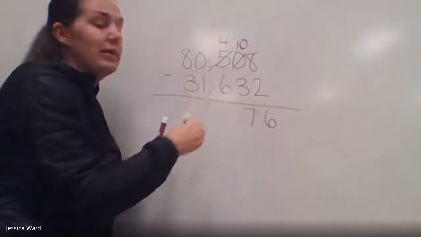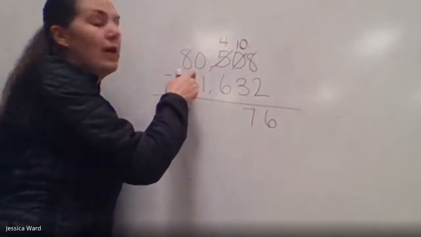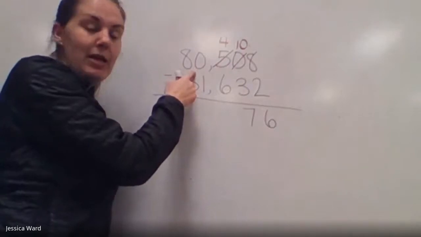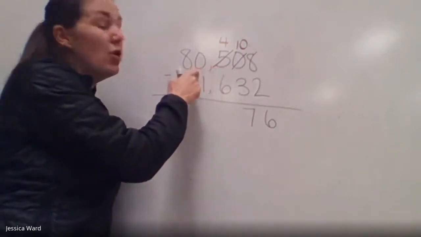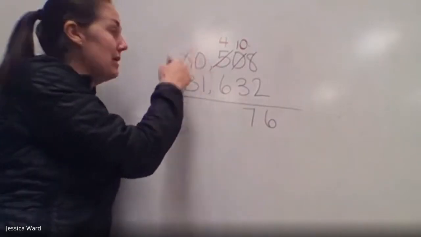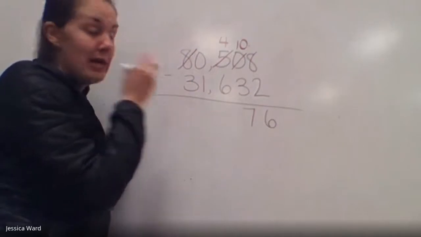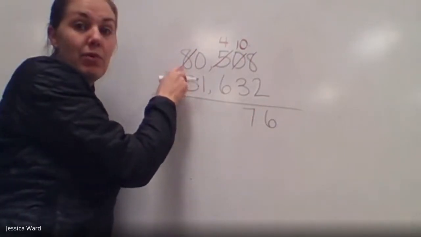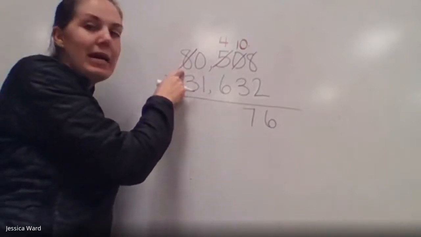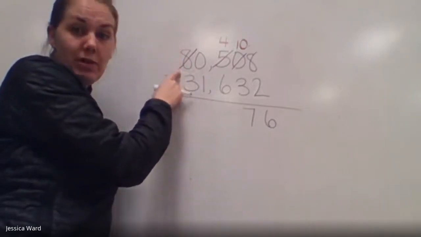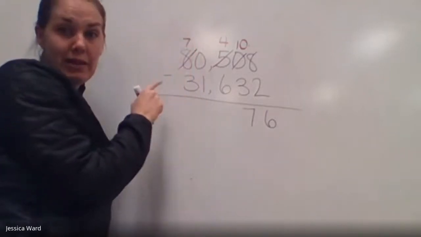4 take away 6, I can't do that. I got to regroup again. I would go to my thousands place because that would be 10 hundreds, but I have no thousands. So I need to go to my 10,000s first. I'm going to cross out my 80,000 that I have there. I'm taking one of those away. That would leave me with 7 10,000s.